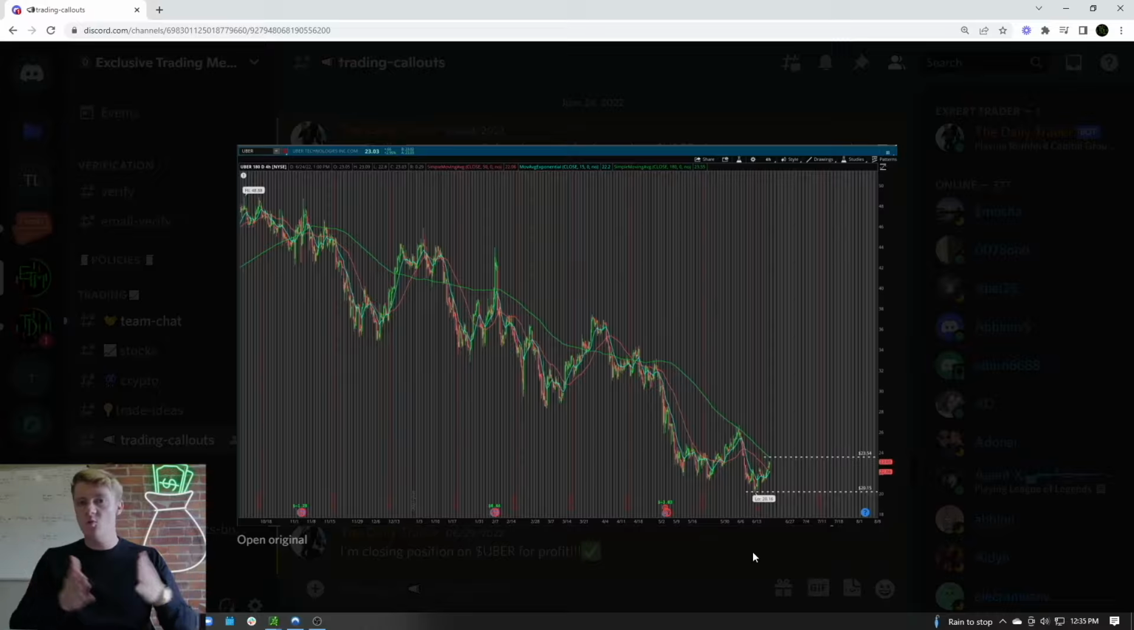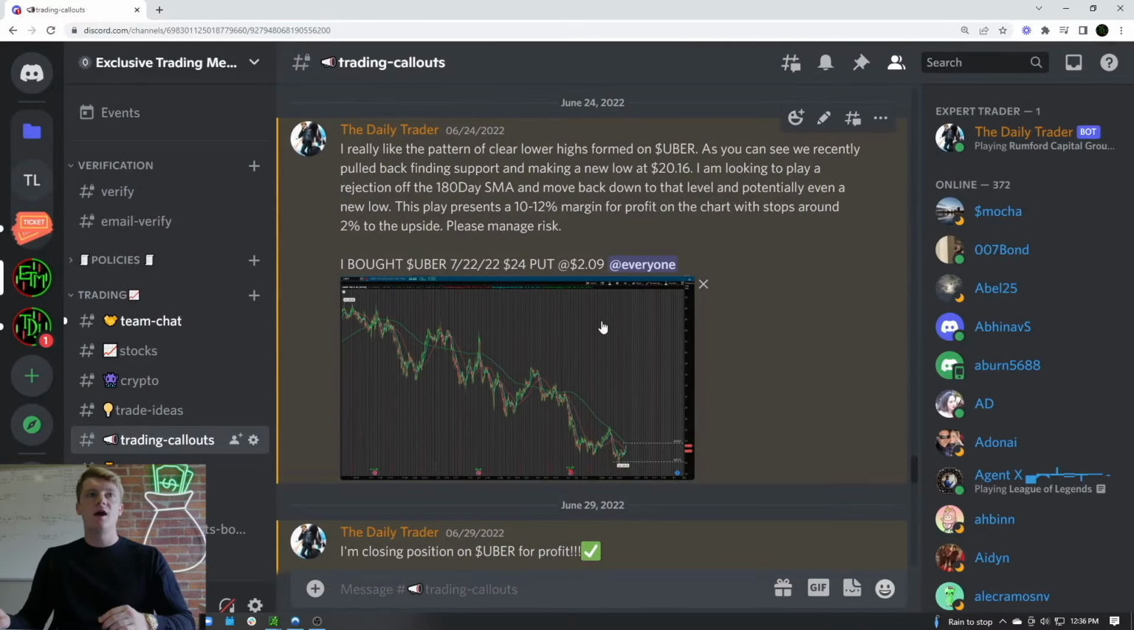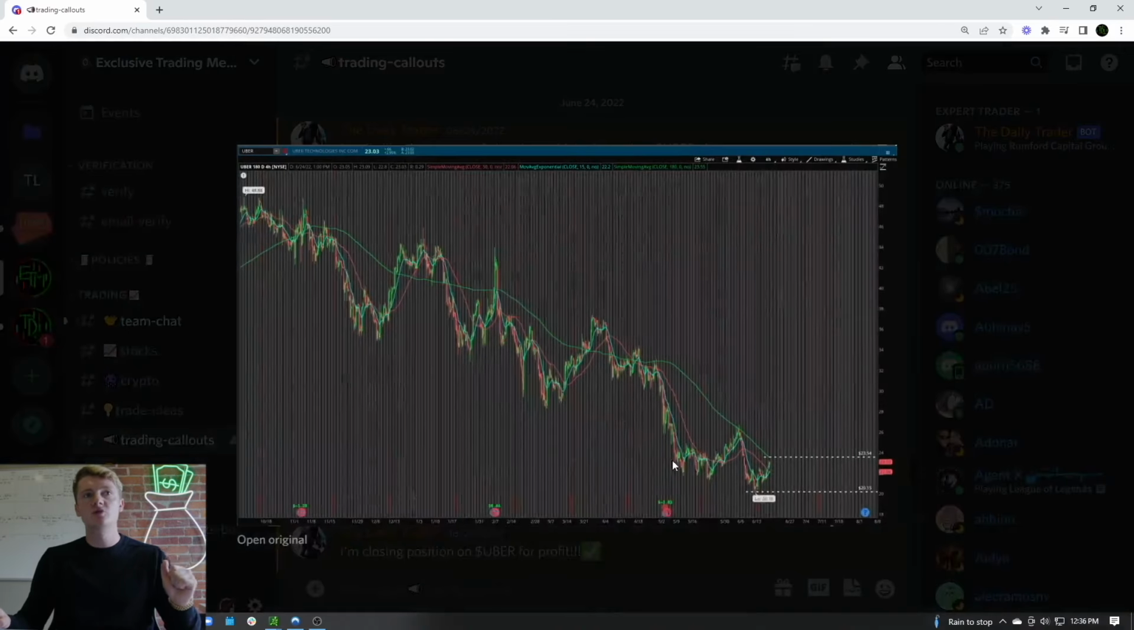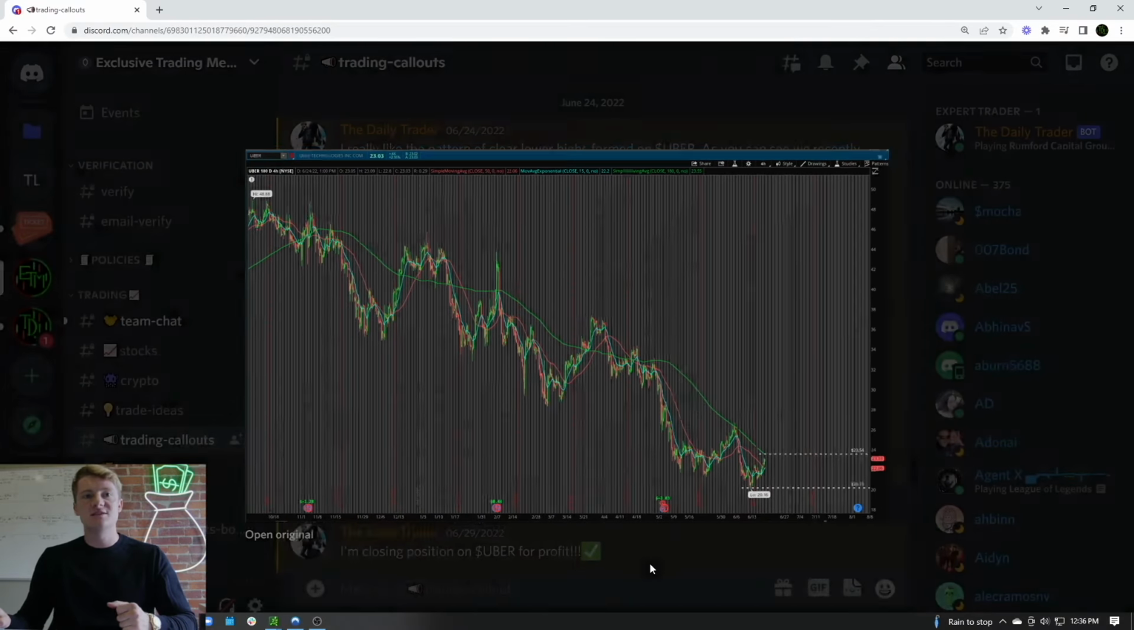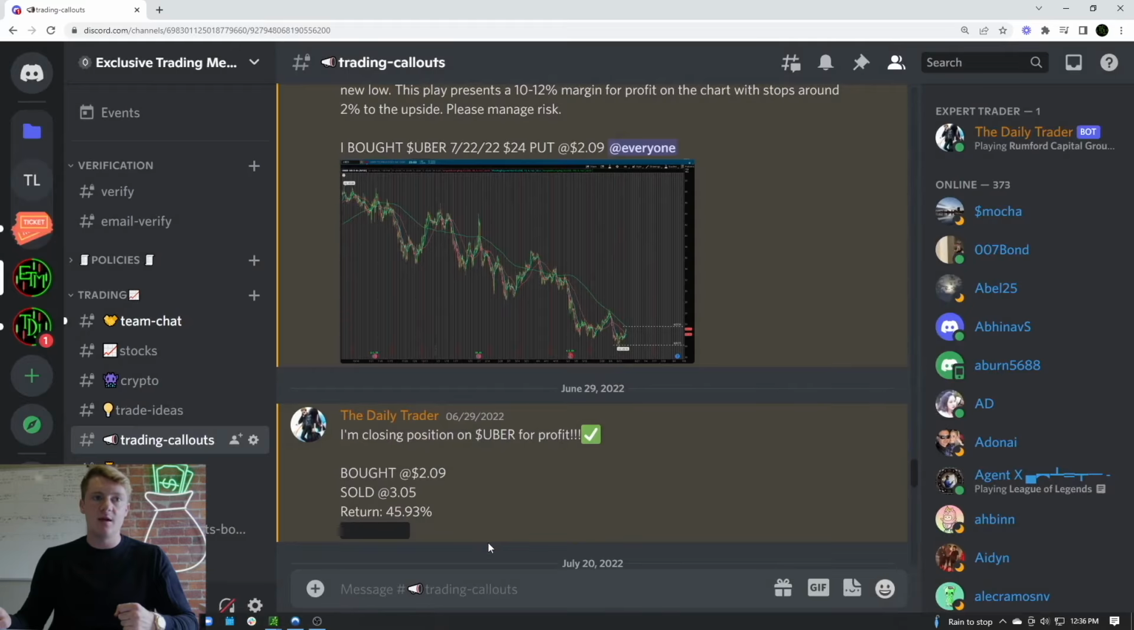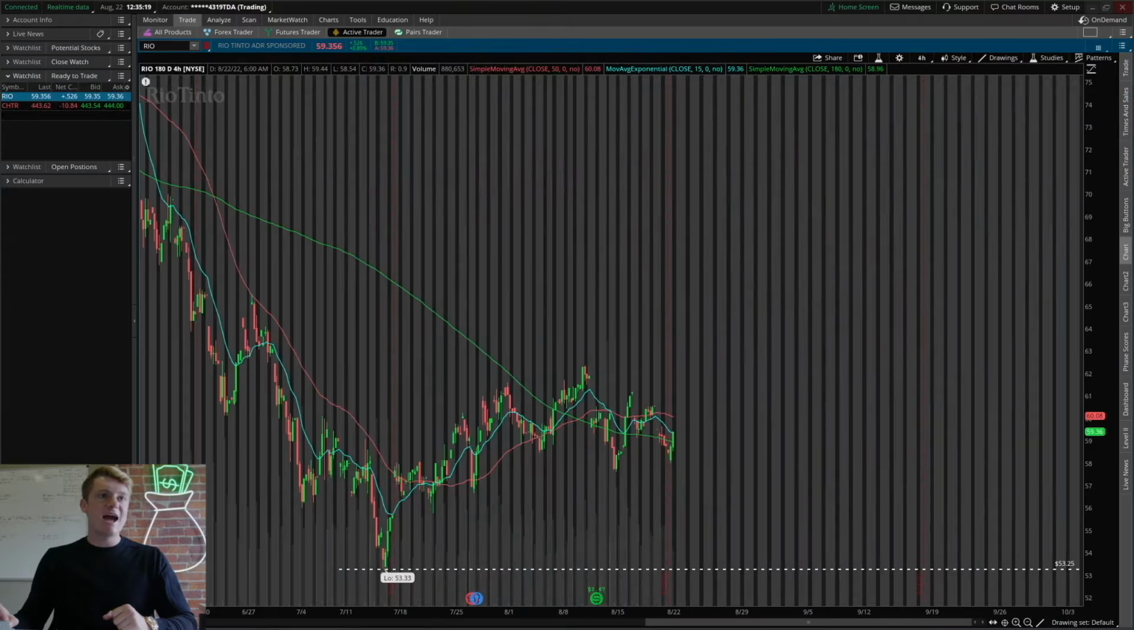So we always want to look at the bigger picture, but I was just looking to play the move back down to 2016. There was a 10 to 12% margin for profit presented. Stops were around 2% to the upside, which was right around where the 180-day SMA was at time of entry. Ended up closing that play for 46% profit. So that is going to be my last example of a pullback play.